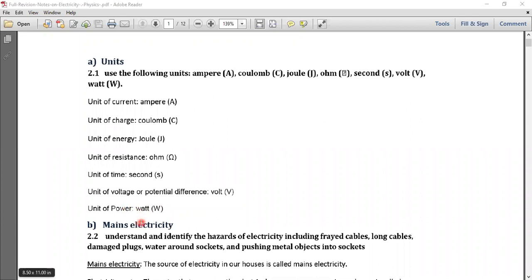So the units are ampere for current, coulomb for charge, and the unit of energy is joule. The unit of resistance is ohm. Resistance is the quantity that tries to stop current. That means the more the resistance, the less the current. The unit of time is second, voltage or potential difference is measured in volt, and the unit of power is watt.